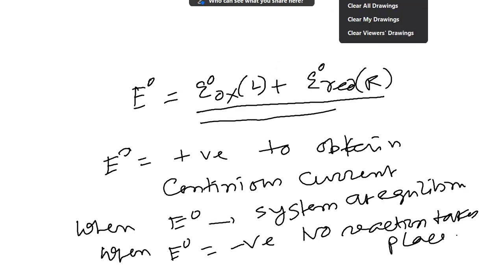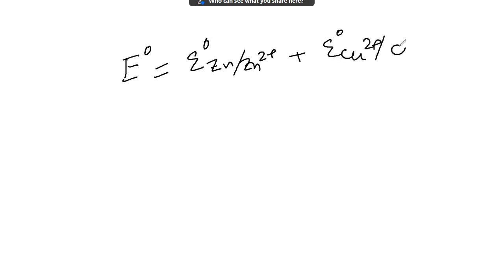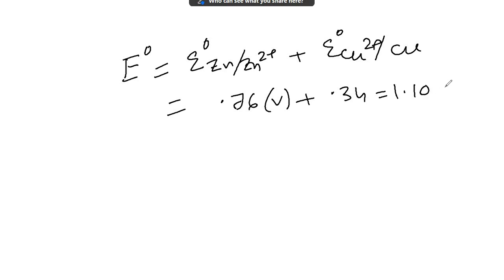Now, I've told you, when I take the case of zinc and copper, on the left it was zinc, where oxidation takes place. In the case of copper, reduction takes place. The oxidation potential of the zinc electrode, zinc to Zn2 plus, is given in the book as 0.76 volt. And for copper it is 0.34 volt. The sum is 1.10 volt. As it is positive, the reaction takes place.